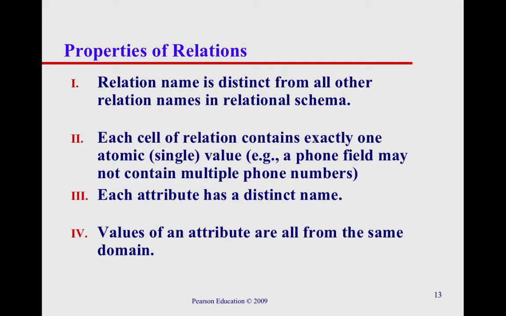Two different relations can each have the same attribute name. So I can have owner and client, and each of them can have an attribute called name. But I can't have name appear twice within the owner relation. So within a single relation, each attribute has a distinct name. The values of an attribute are all drawn from the same domain.